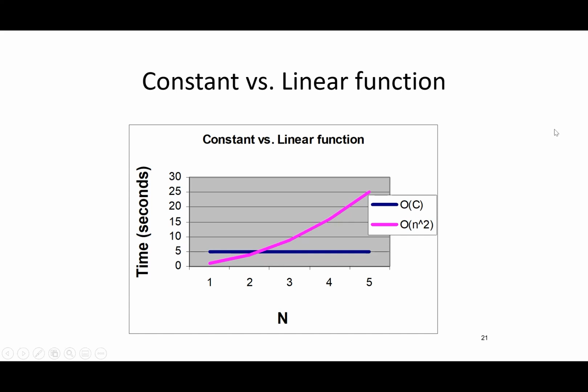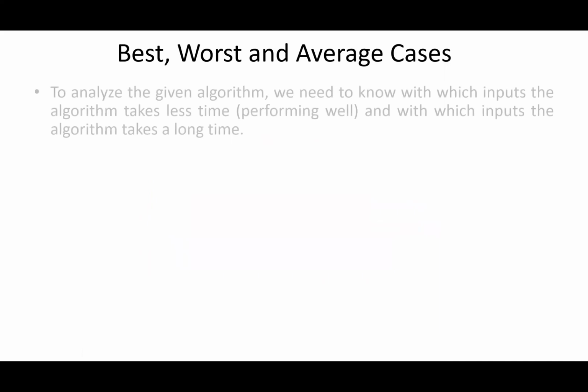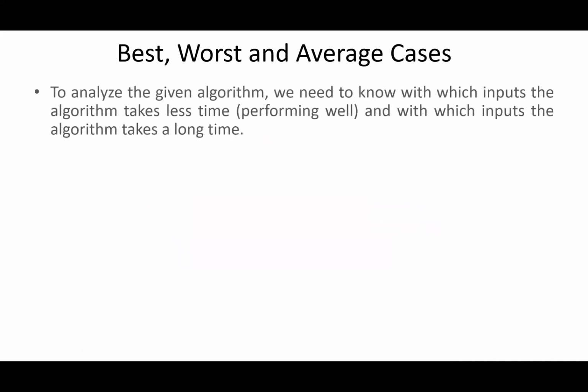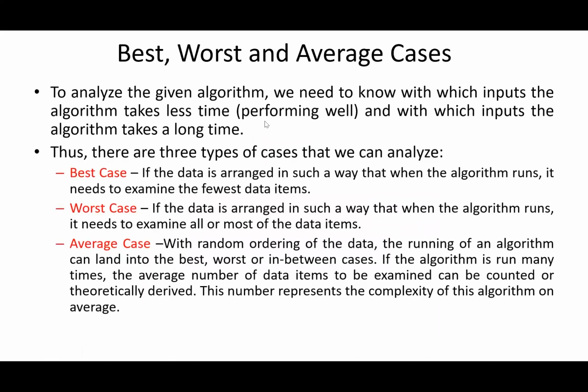So this is what we try to find out when we use the big O notation. It will tell us this kind of information. Okay. Now, also when we analyze the algorithm, we need to know which input the algorithm will take less time and which input the algorithm will take longest time. There are actually 3 types of cases that you can analyze when we analyze the algorithm.